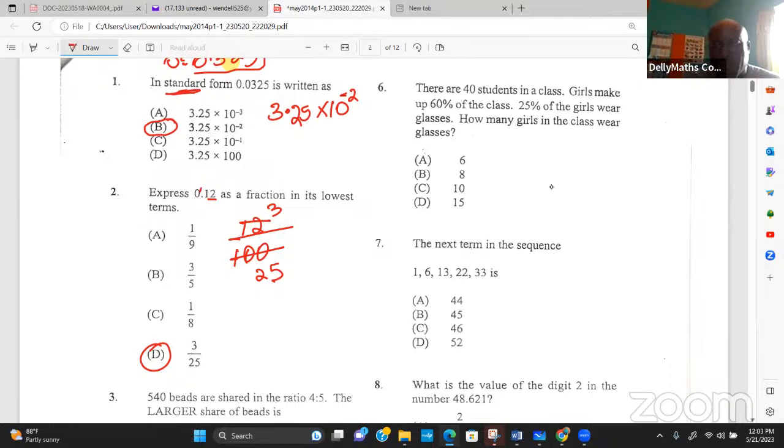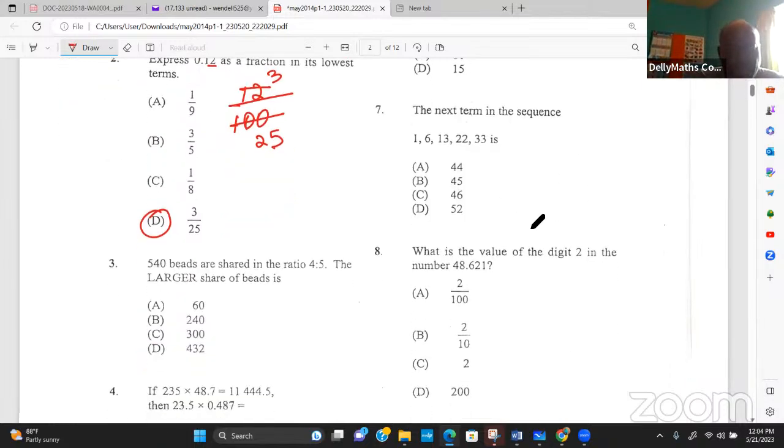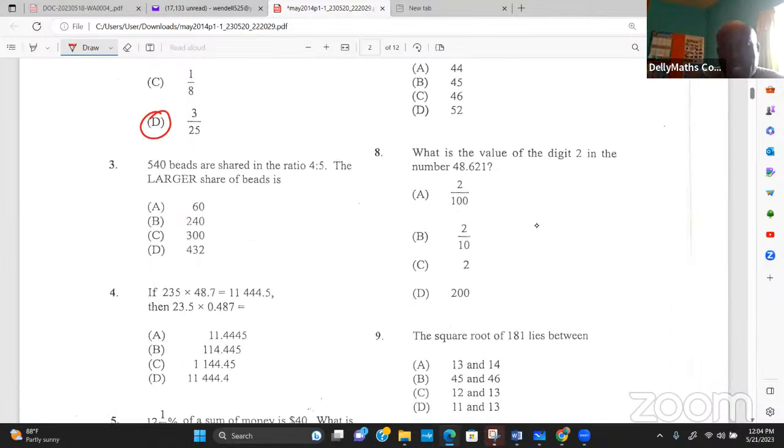All right, let's continue working. Number 3: 540 beads are shared in the ratio 4 to 5. The larger share of beads is what? There are a number of ways you could do this. 4 to 5 suggests that we have 9 parts we're dealing with. The larger part will be 5 over 9, so it's 5 out of the 9. You multiply this by 540.